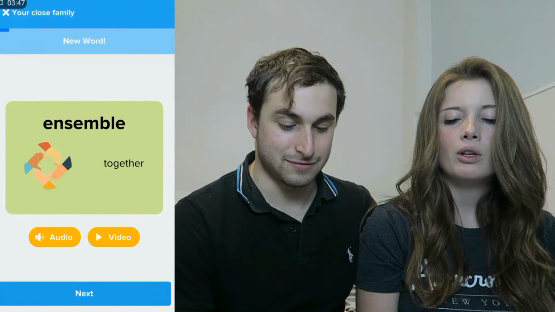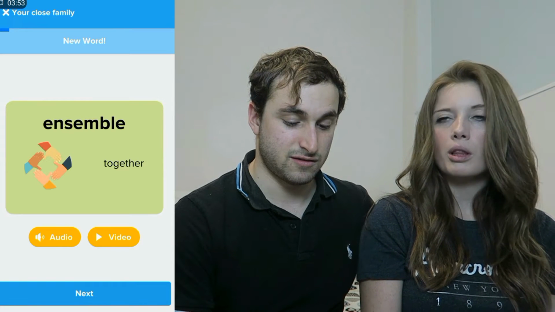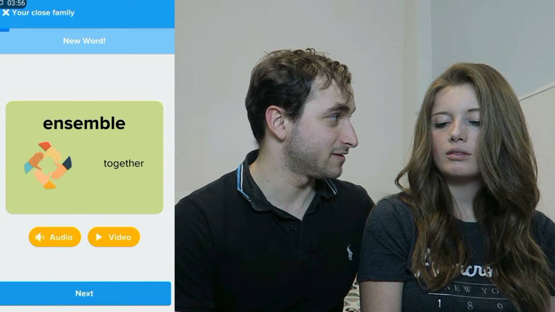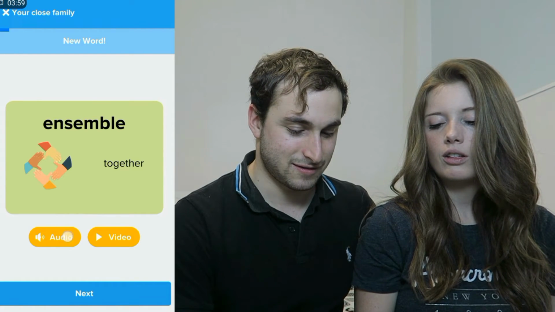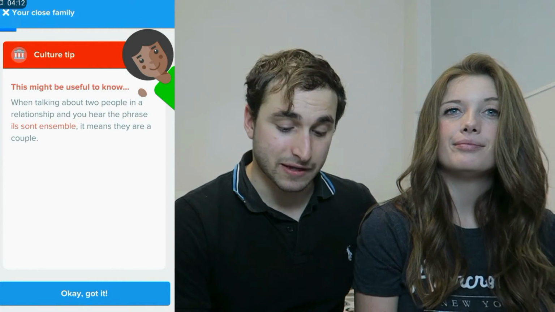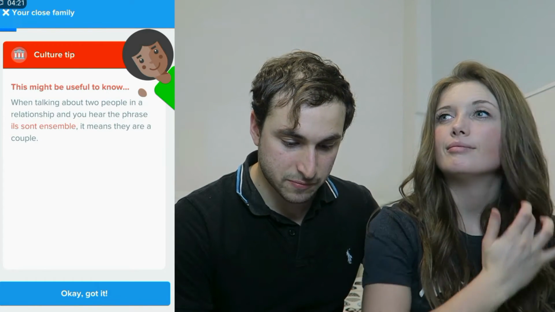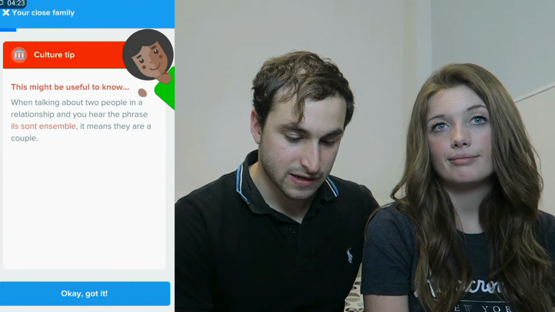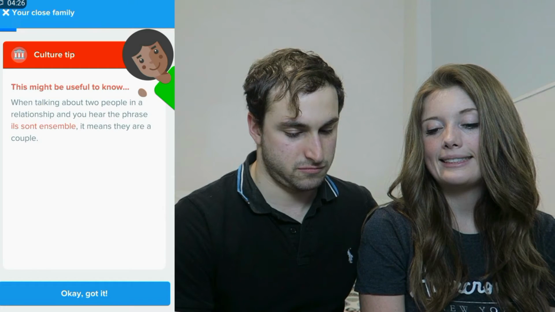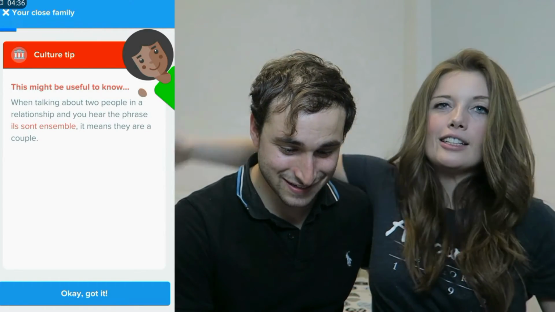Se disputer. Ensemble. Oh, this is hard. But this is an E, why do you say O? Because that's what they're saying. Something else I really like about this app is that they give you tips about the country you're studying. Like this: when talking about people in a relationship and you hear the phrase ensemble, it means they are a couple. It's so hard for me, I can't learn.